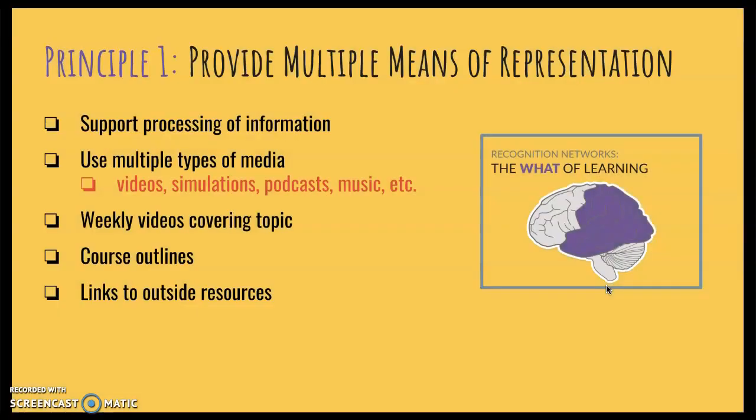So looking more closely here at Principle 1, multiple means of representation. How are you going to basically deliver the content to your students? Videos, simulations, it could be charts that you use, infographics, podcasts, and they could also be making all of these as well. So it doesn't just have to be what you produce. Maybe, for instance, weekly videos that help cover the topic or review the topic. Course outlines help students break down the information. And then also links to outside resources that students can explore.